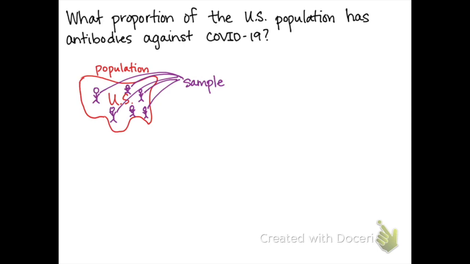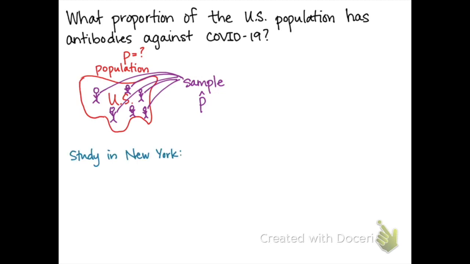The proportion of people with the COVID-19 antibodies in our sample is called P hat. The proportion of people in the population with COVID-19 antibodies is called P. The population proportion is the value that we are trying to find, and that value is currently unknown. That value will probably always be unknown, because again, it's unrealistic to be able to test every single person in the population.